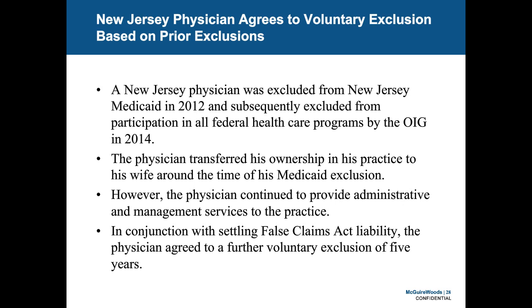However, the physician did continue to provide administrative and management services to the practice. So in conjunction with settling his False Claims Act liability for other services he rendered, the physician had to agree to a further voluntary exclusion of 5 years. This case underscores that you are not just excluded in the role that you were in, you were excluded as a licensed medical professional. You can't provide any services or items to a Medicare beneficiary that may be paid directly or indirectly. So you can't change roles and get out from underneath your exclusion.